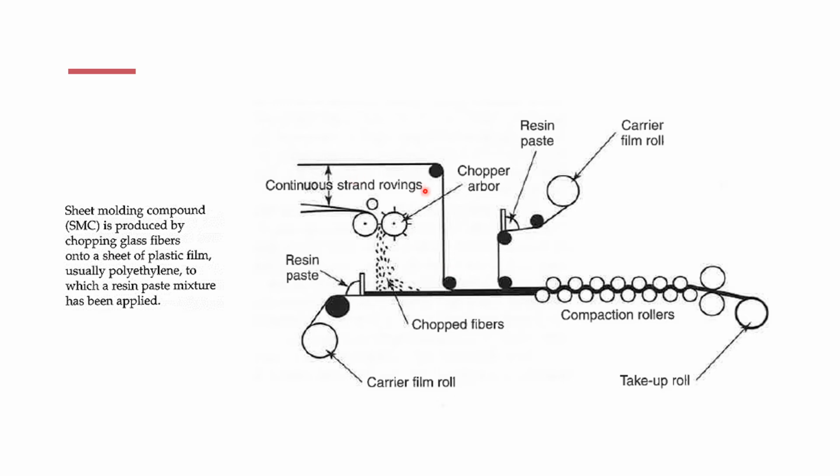Okay, so here you can see the chopper over here. Here is a continuous strand coming into this roving, and then here is your carrier film roll going that way, and here is your resin paste right there. Here is your chopped fibers coming down, and here also the resin paste right there, and here is another carrier film roll. And these are your compaction rollers, just rolling. Okay, your take up roll is that way.